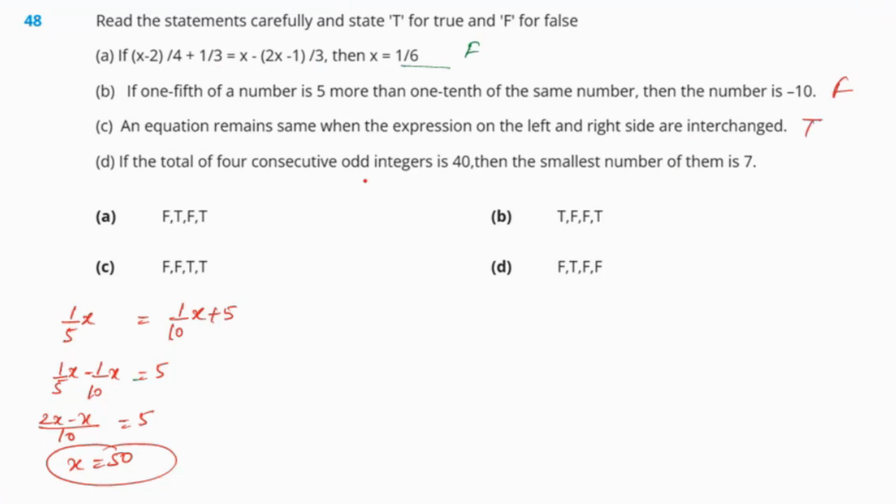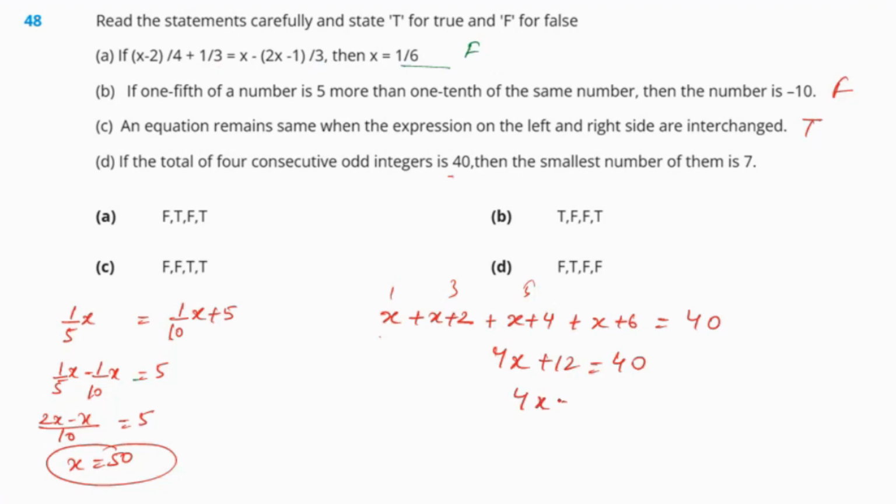If the total of 4 consecutive odd integers is 40, then the smallest of them is 7. Okay, the total of the 4 consecutive odd integers, so how can we write odd integers? If we take the first as x, the next needs to be x plus 2, and the next x plus 4. We can write it like 1, 3, 5 only, right? And the next needs to be x plus 6. The sum is 40. So 4x plus 6 plus 4 plus 2, that is 12, is equal to 40.